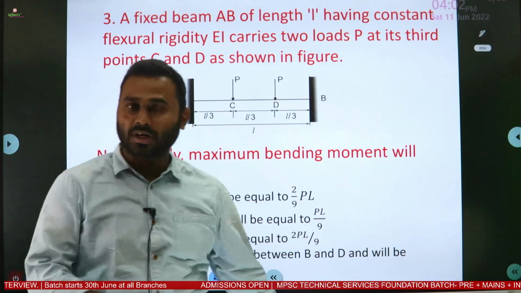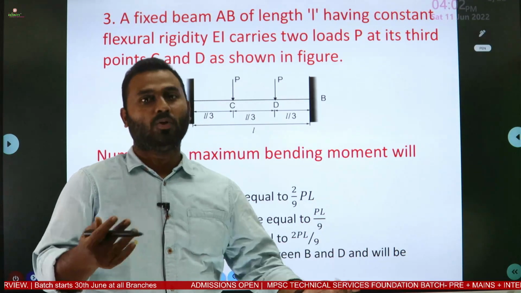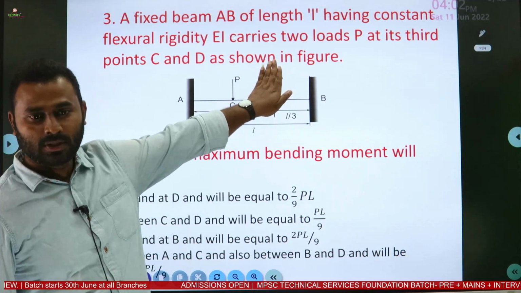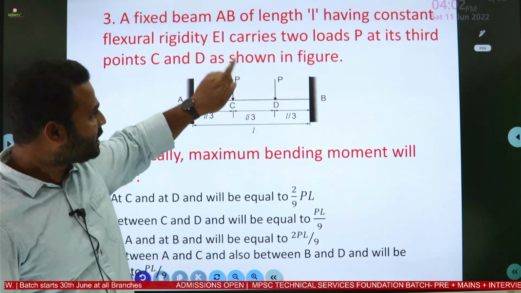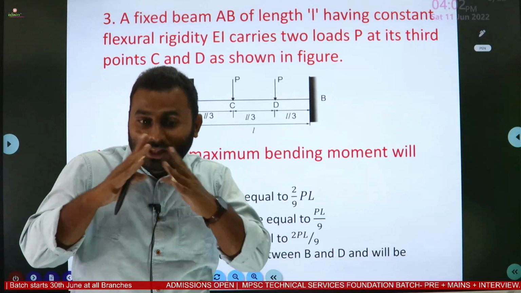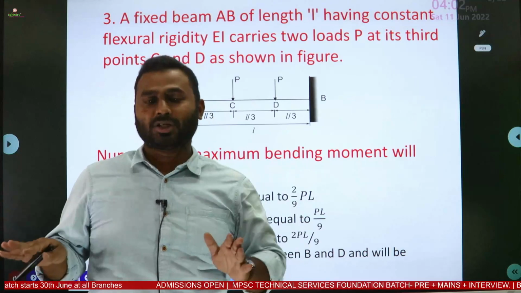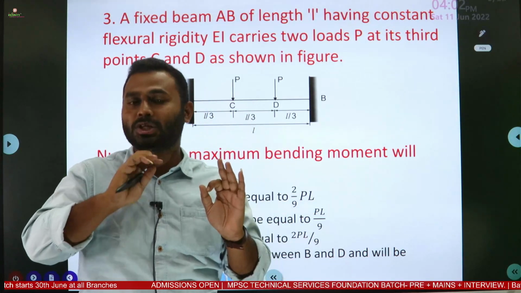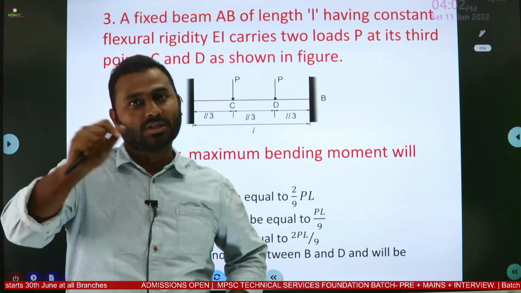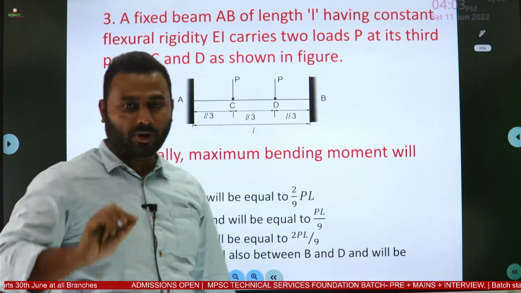So this particular question can be solved by making use of the principle of superposition. What is meant by principle of superposition? First we consider only this load and ignore the other and calculate the fixed end moments, and later we consider the other load and ignore this one. Then finally we take the algebraic summation, that might be positive or negative, addition or subtraction. If both the moments at the end are in the same direction, it is positive, means addition. If both the moments are in opposite direction, then subtraction, negative. Clear the point?